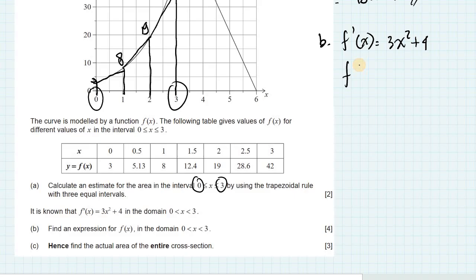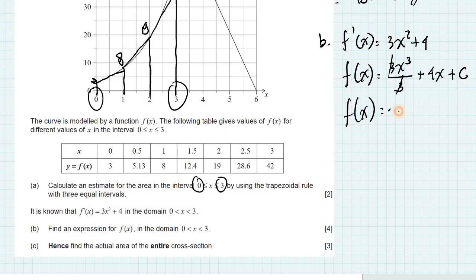So fx is equal to, remember, if it is integration, we add the power. We will have 3x to the power of 2 plus 1, which is 3, divided by the new power 3, plus 4 becomes 4x, plus c. c is a constant, we don't know what it is. So the 3 and 3 cancel each other, and we have x to the power of 3 plus 4x plus c.